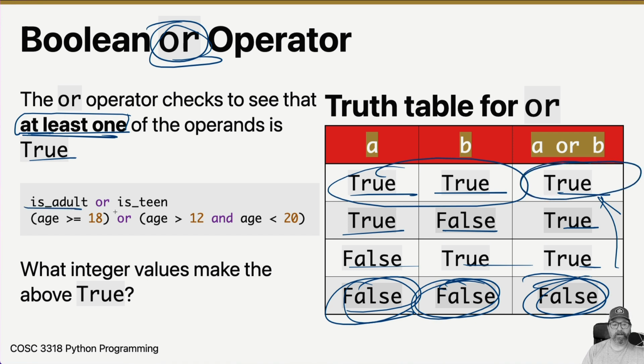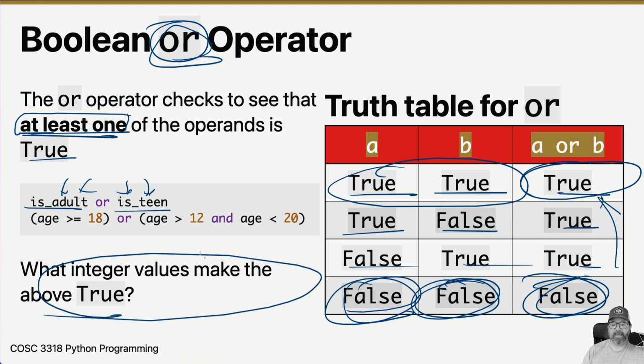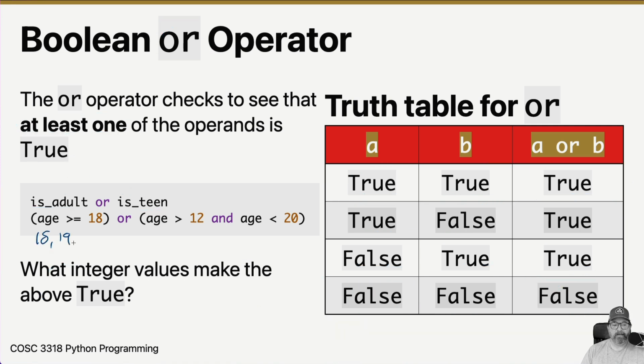So is adult or is teen is true if is adult is true, is teen is true, or both of them are true at the same time. So what integer values make this true? Up here, is adult or is teen. Take a moment. For somebody to be an adult, that's 18, 19, 20, and more. Over here, it's 13, 14, 15, 16, 17, 18, or 19. It has to be in at least one of these. The or means that it's either of them or both. Remember, or both. So what numbers are in either of these?